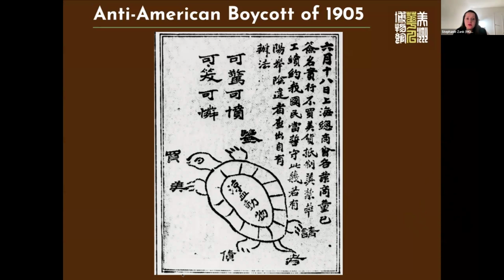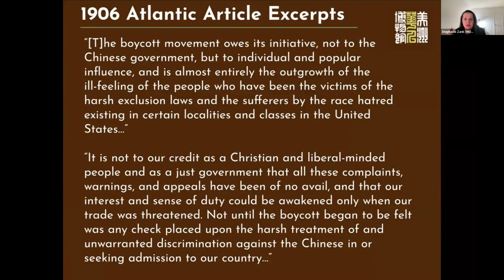So this was in a Montana newspaper, in a town of 1,000 people that had 40 Chinese residents. So this is really well known. And then there's this excerpt from a really great article in The Atlantic, actually coming from a white male author, pointing out that there's a lot of reason behind this boycott. If you want to take a minute to look at this, some key points: this is not coming from the government, this is coming from popular influence.